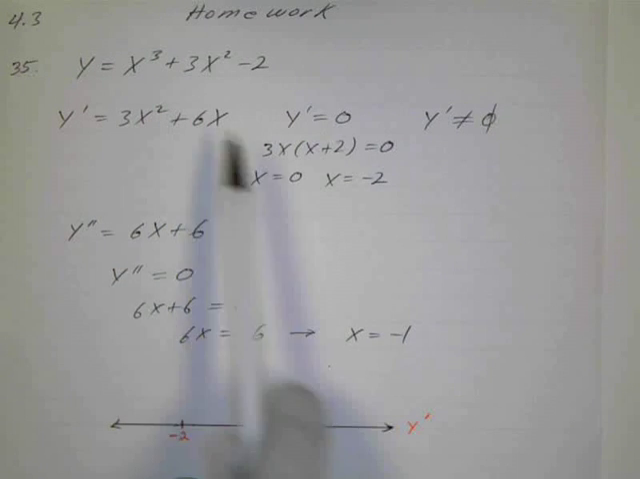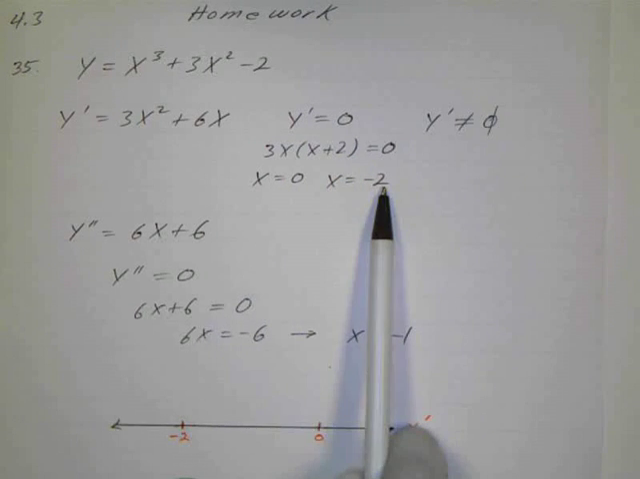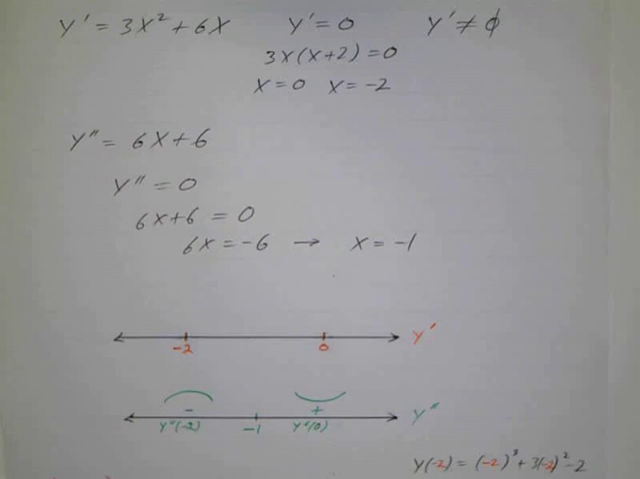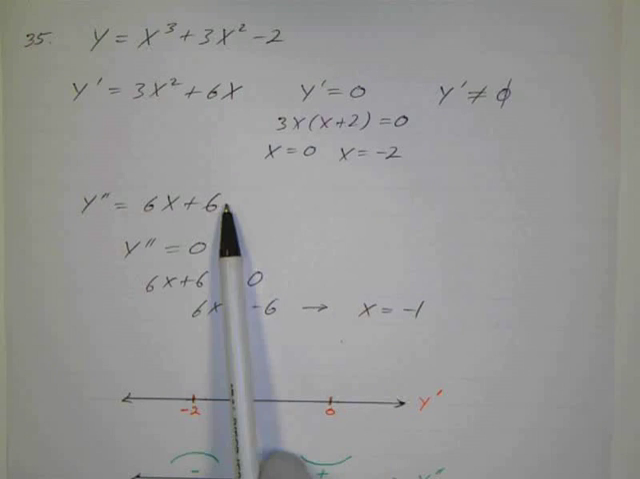In this case, I factored out a 3x, so I got 3x times x plus 2. It's equal to 0 when x is 0 or when x is negative 2. So those are my two possible relative extrema. So I'll take the second derivative, and that's just going to be 6x plus 6.